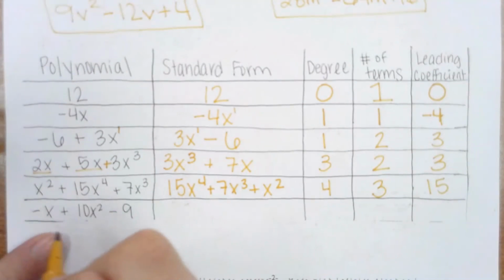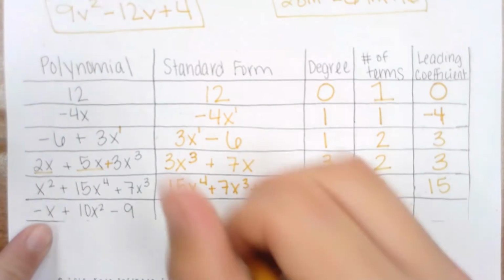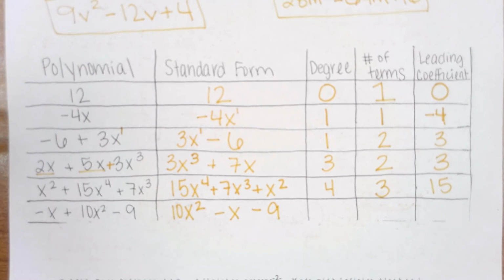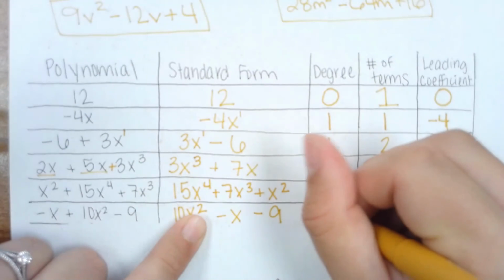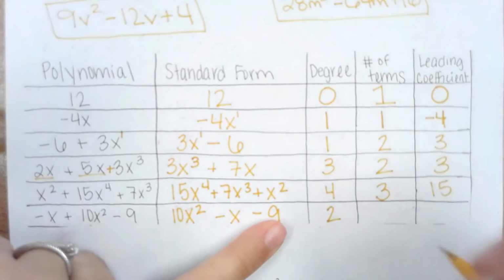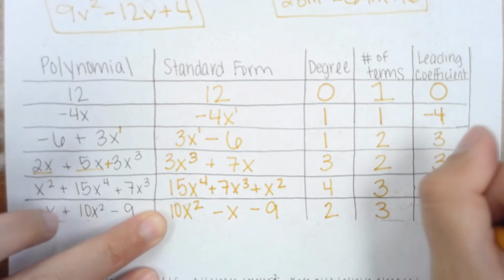And then finally the last one, so your first term should have been that 10x squared, then your minus x, and then your minus 9. So your degree, the term with the highest, or the variable with the highest power is 2. Number of terms separated by addition or subtraction signs is 3. And then your leading coefficient is that 10.